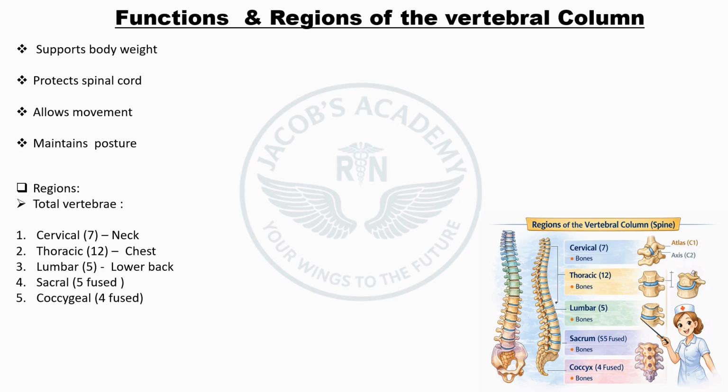Next is the lumbar region, consisting of 5 vertebrae in the lower back. These vertebrae are larger and stronger because they bear most of the body weight. The fourth region is the sacral region, made up of 5 fused vertebrae forming the sacrum. And finally, we have the 4 fused vertebrae which form the tailbone.